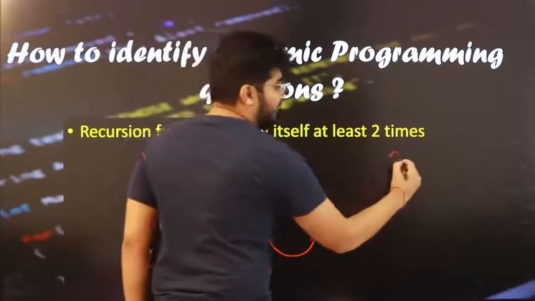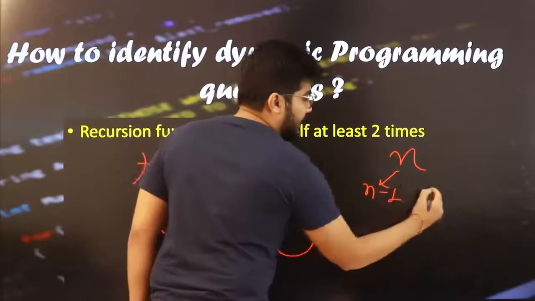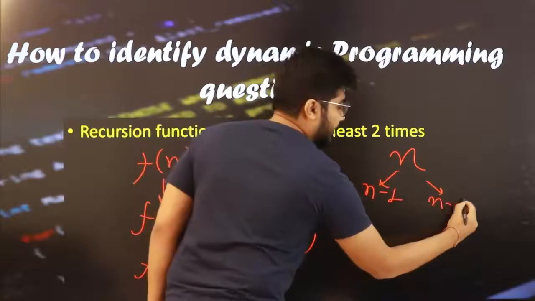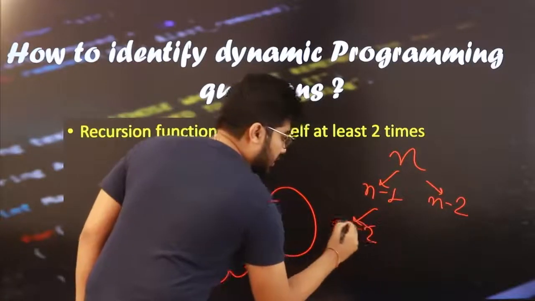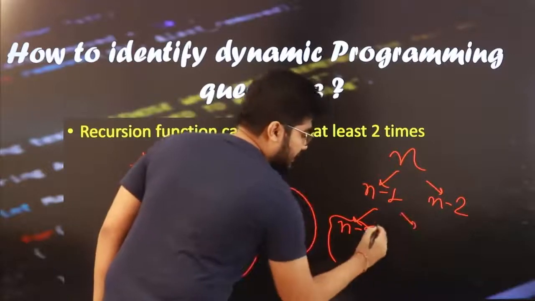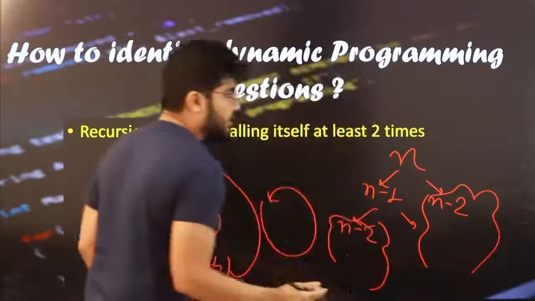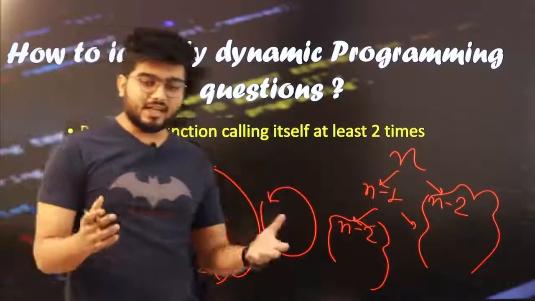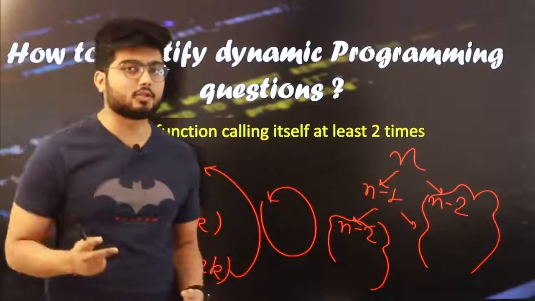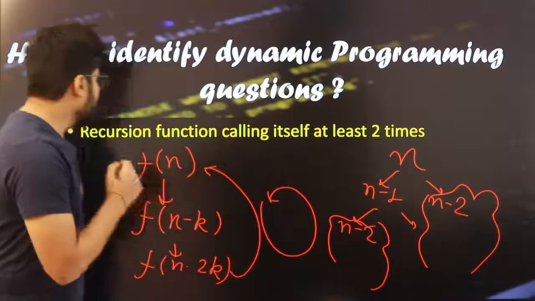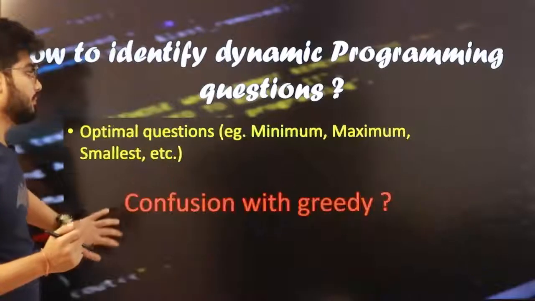And the famous Fibonacci example, as we know, when n calls n minus 1 and n minus 2, and when n minus 1 calls n minus 2, so here we see that there is a subtree which is being calculated two times. So the need of dynamic programming is that you need to have something which you're calculating at least two times. So that's why a recursive function calling itself at least two times is the second condition.